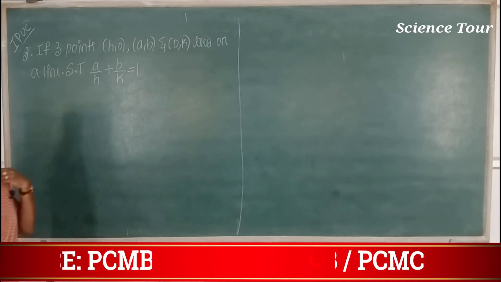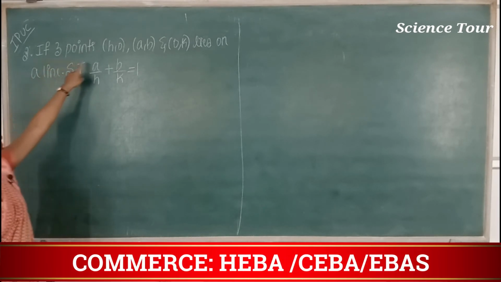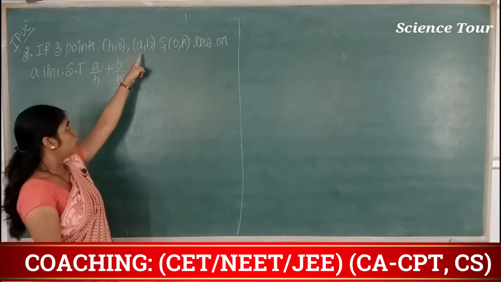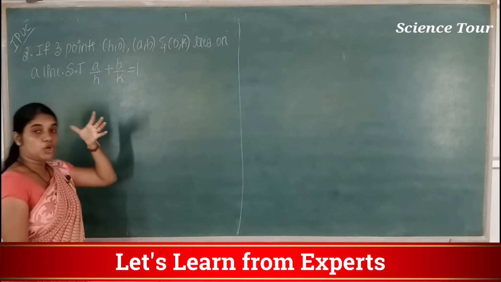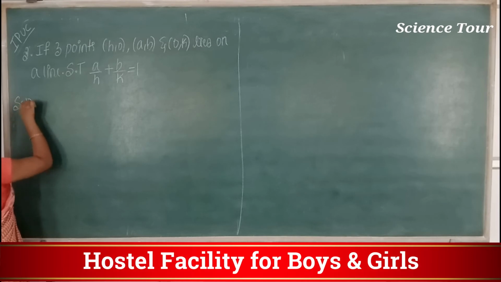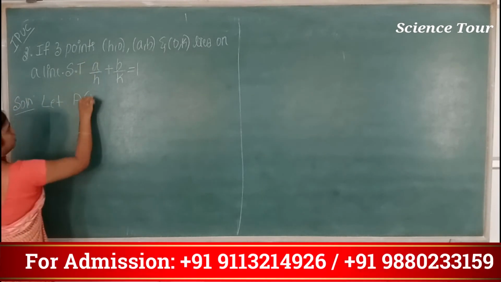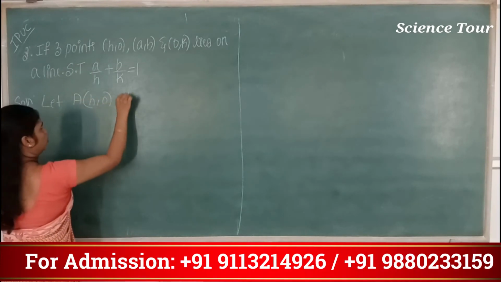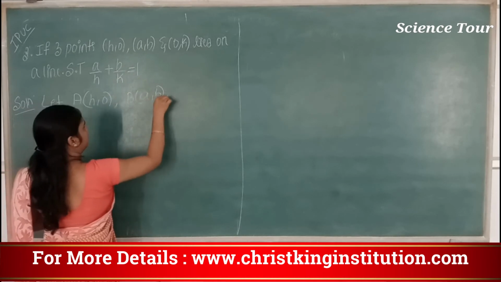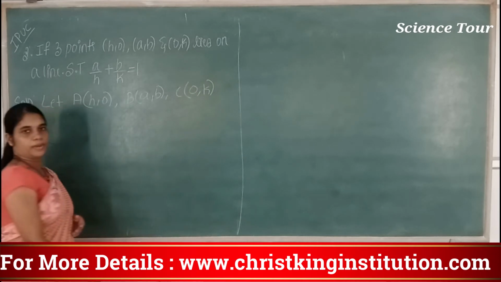See here, in the question they have given 3 points, isn't it? What is the first point? h comma 0, second point a comma b, third point 0 comma k. So I'll consider those 3 points. Solution: let capital letter A be the first point, that is h comma 0. Capital B is the second point, that is a comma b. Capital C is the third point, that is 0 comma k.